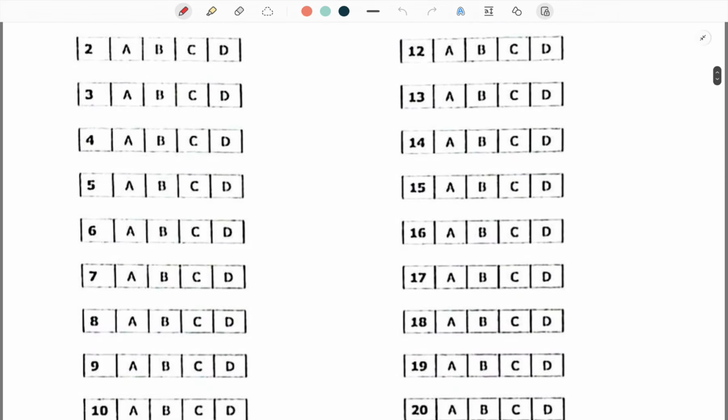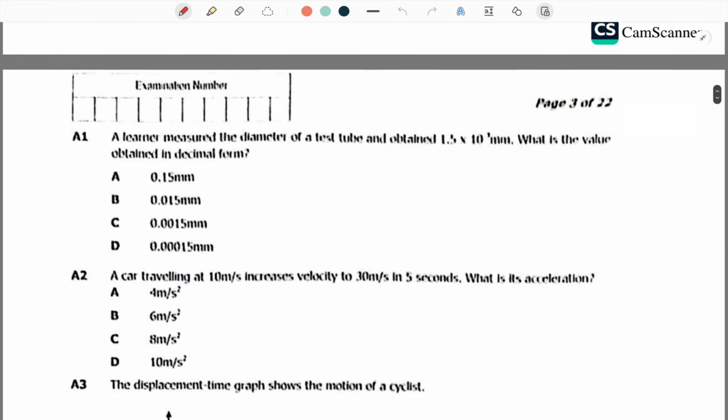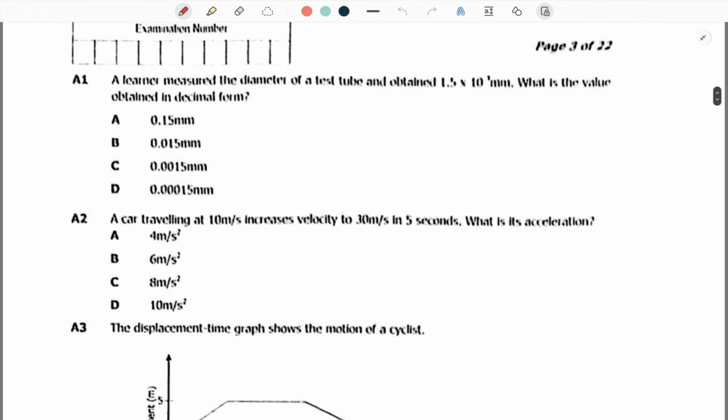So, of course, science paper 1 is actually physics. And then I'm going to help you solve each question with a simple concept. The learner measured the diameter of a test tube and obtained 1.5 multiplied by 10 to the power negative 1 millimeters. Then they say, what is the value obtained in decimal?